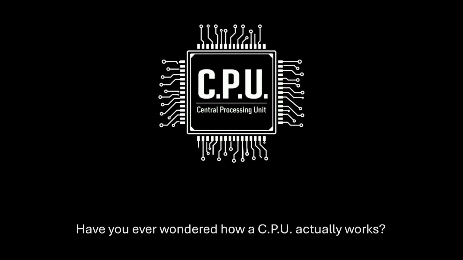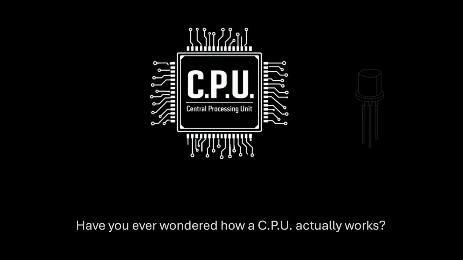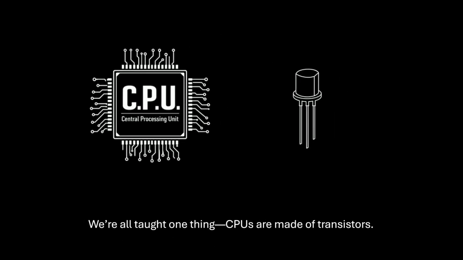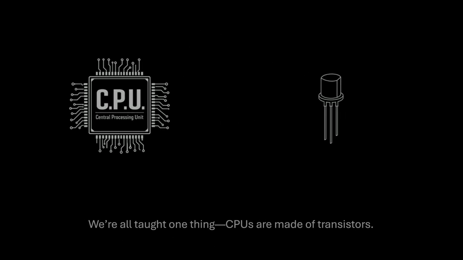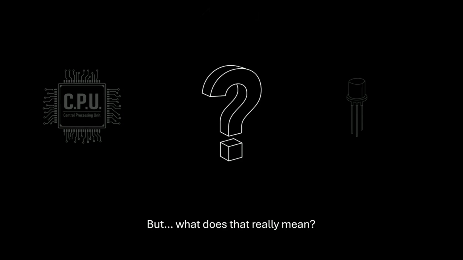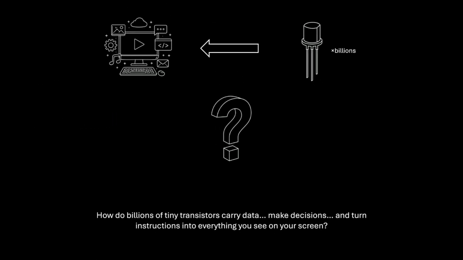Have you ever wondered how a CPU actually works? We're all taught one thing. CPUs are made of transistors. But what does that really mean? How do billions of tiny transistors carry data, make decisions, and turn instructions into everything you see on your screen? I know there are a lot of tech-curious minds who've wondered about this, so let's break it down step by step.